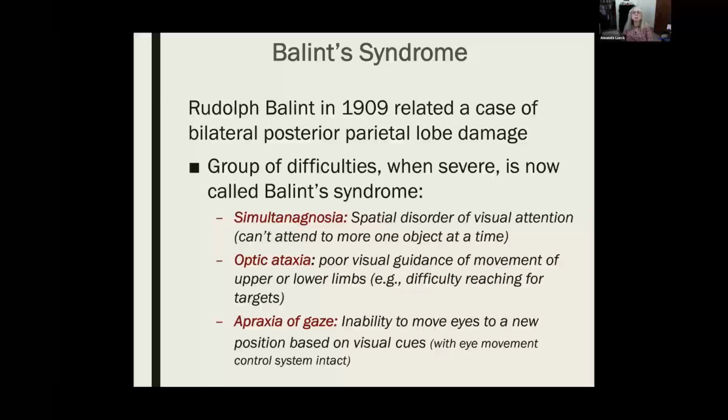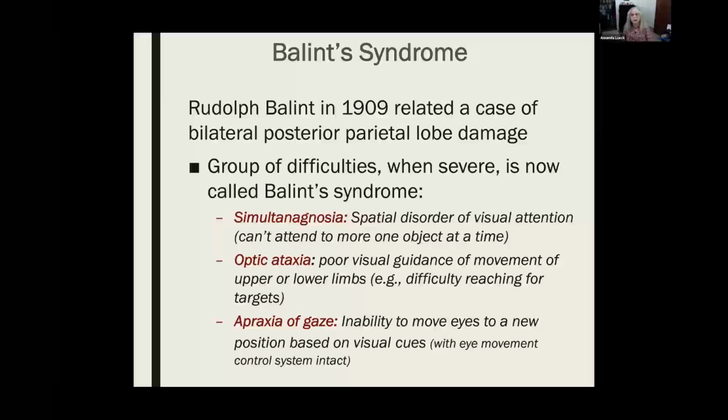Another thing to mention to you is Balint syndrome. Rudolf Balint was a Hungarian psychologist who in 1909 related a case of bilateral posterior parietal lobe damage. And we can all maybe remember that this is associated with dorsal stream damage at the top of the brain.